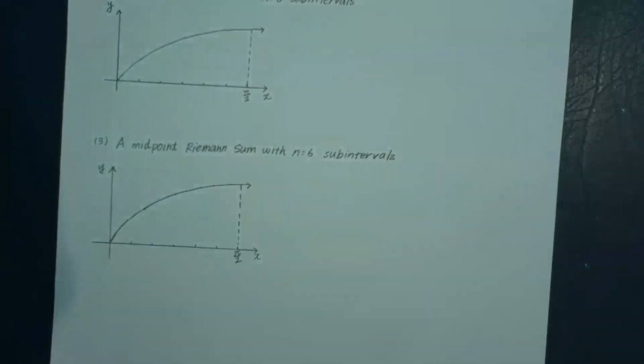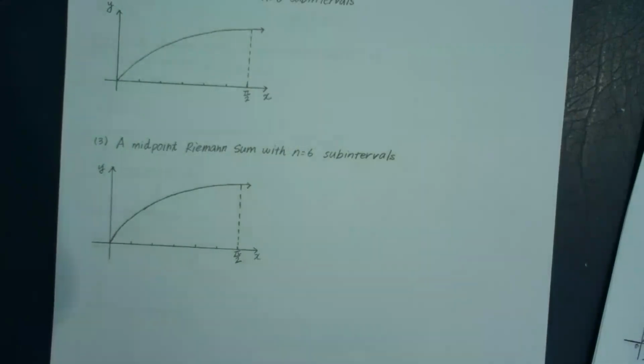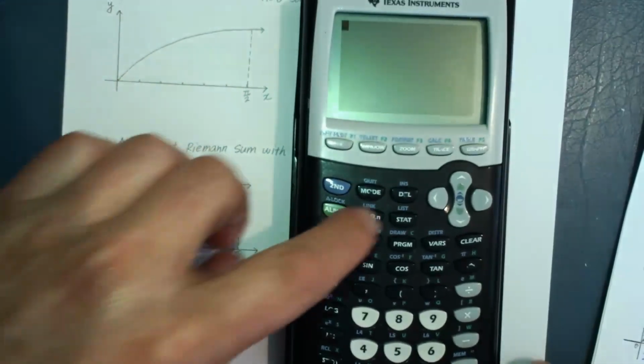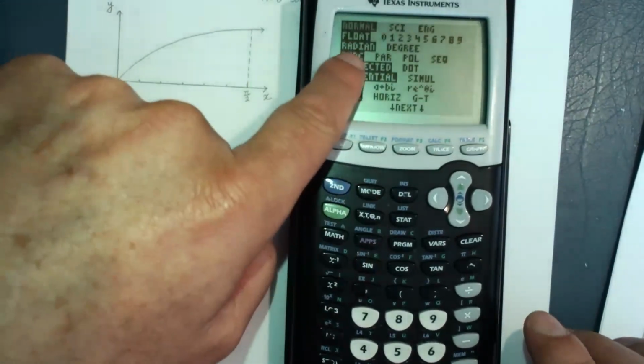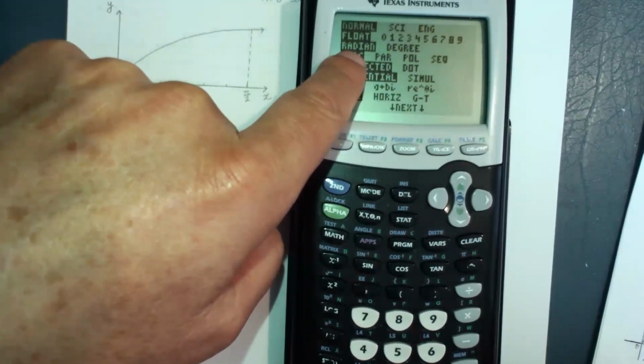And now we're going to get to the nitty-gritty here. So we're going to do the same Riemann sum, except we're going to do the left Riemann sum with n equals 6. We're going to do the right Riemann sum with n equals 6, and then we're going to do the midpoint. Before we do anything, because we're talking about sine of x, you will need to make sure that your calculator mode is in radian mode. If you're in degree mode, what we're about to do will not work.